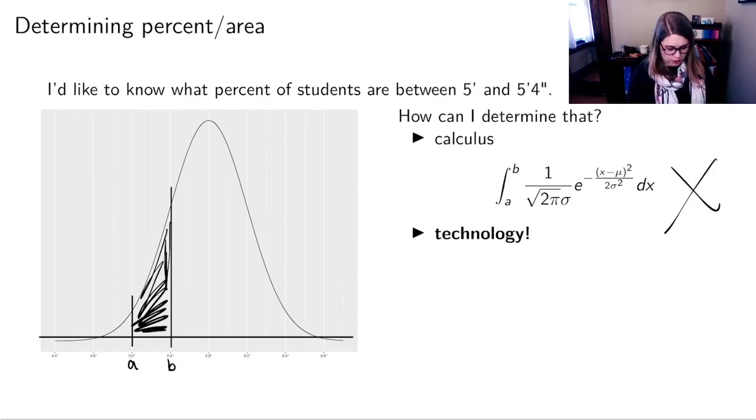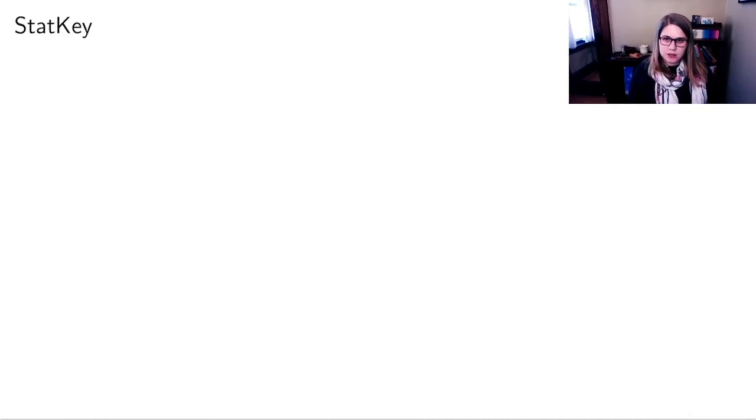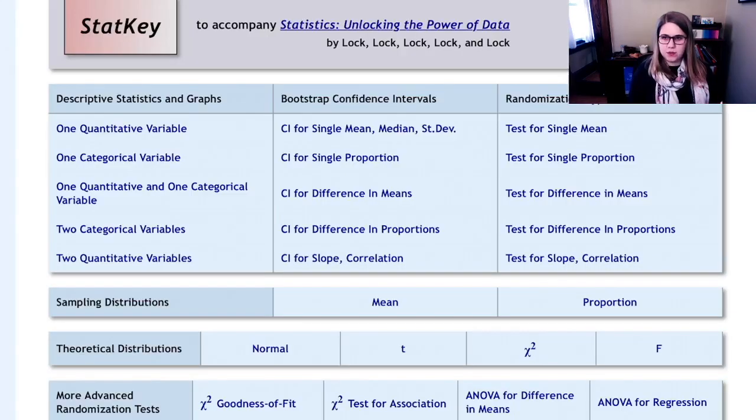Instead, what we're going to be using in this class is technology. The technology that we're going to use in lecture is this website called StatKey. I don't think I've shown it to you before, but I'm going to go to it right now. It's linked on Canvas, or you could Google for it. This is what StatKey looks like when you go to the website. It's made to accompany the textbook Statistics: Unlocking the Power of Data, by Lock, Lock, and the 5 Locks.